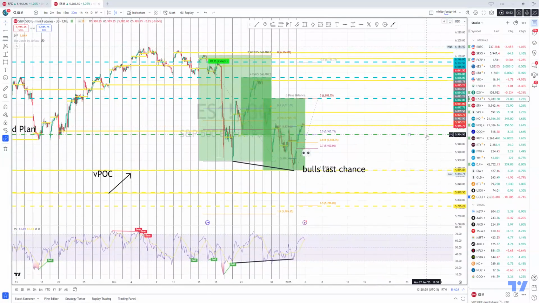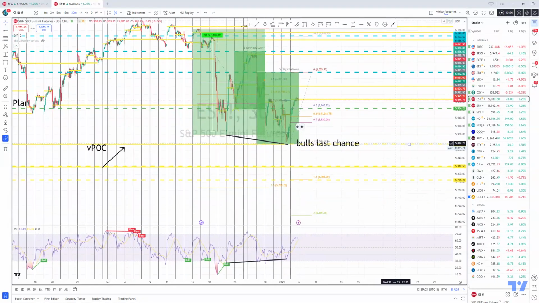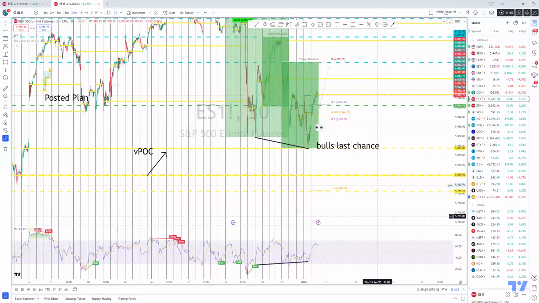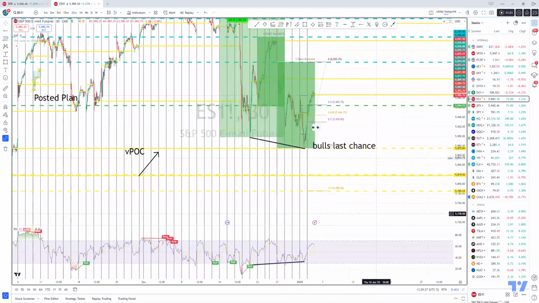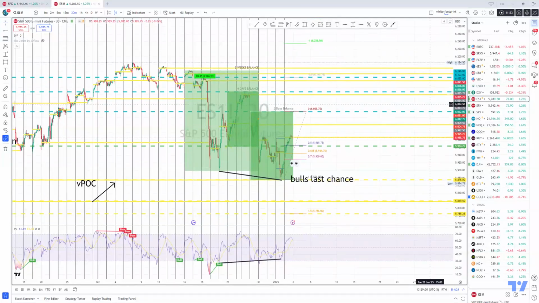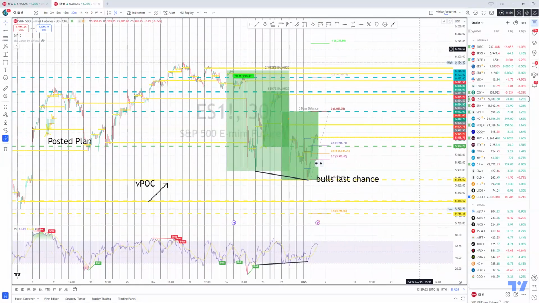So pivot is 59.64. Right now it's at 59.89. Target number 1 is 58.75. Then we go to 58.18. And then we go down to 58, 57.86. It's not a huge target, but that's what it gives me. So we'll just post this target now on our daily plan, and then we'll take it from there.